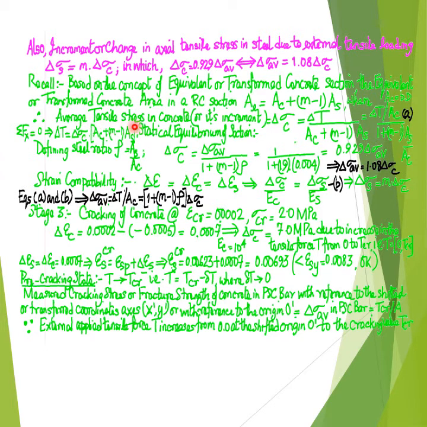Thus, the average tensile stress in the concrete, or its increment, that is, the increment or the change in the average applied actual tensile stress in concrete denoted as delta sigma C, may be related to the change or the increment in the externally applied tensile force or external tensile load T, denoted as delta T, divided by the transformed or the equivalent concrete area, based on the concept of the equivalent or transformed concrete section that we have all studied in the second year of the undergraduate curriculum in the course based on concrete design.